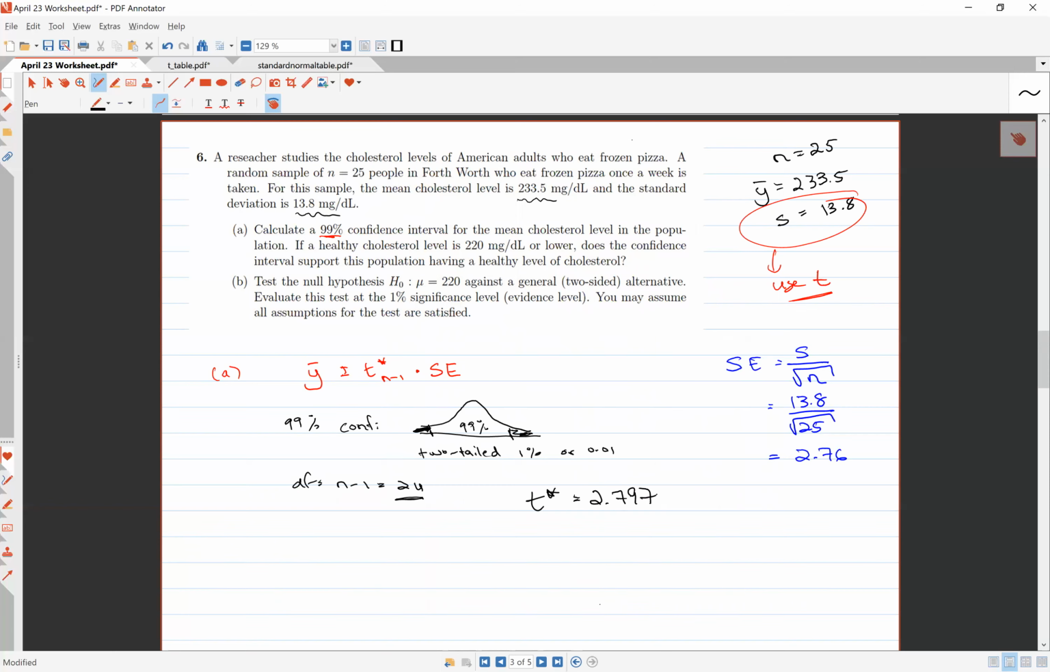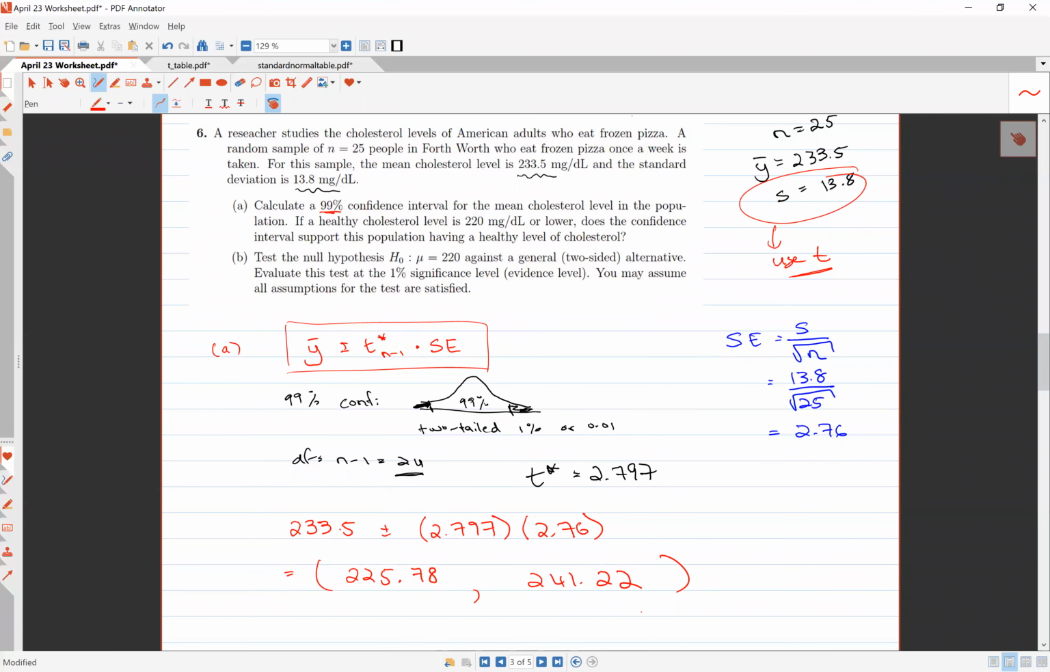So now we can plug in everything into our confidence interval formula. So it's 233.5, that's my y-bar value, plus or minus my t-star value times my standard error. And this gives me a confidence interval ranging from 225.78 to 241.22.